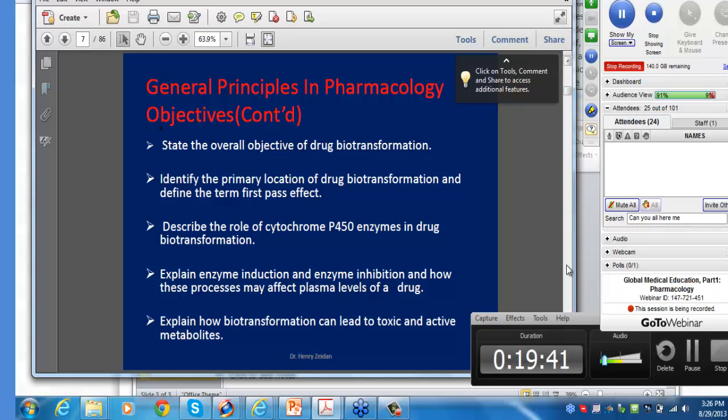So we should be able to identify the primary location of drug biotransformation and to define what is meant by first pass effect, phase 1 and phase 2. Drugs that are taken orally versus drugs that are taken intravenously. So we're talking about absorption of drugs. Of course, the role of cytochrome P450 isozymes cannot be neglected by all means.